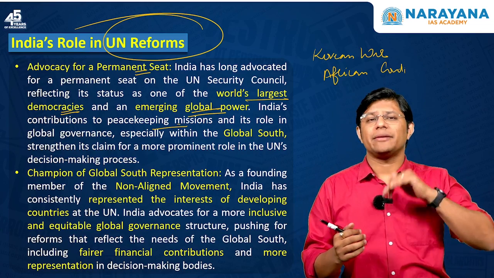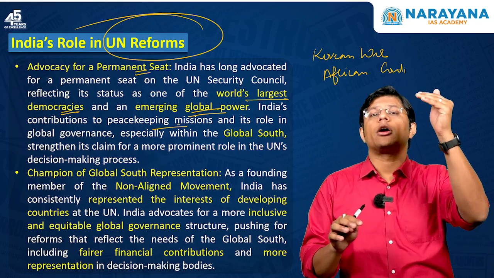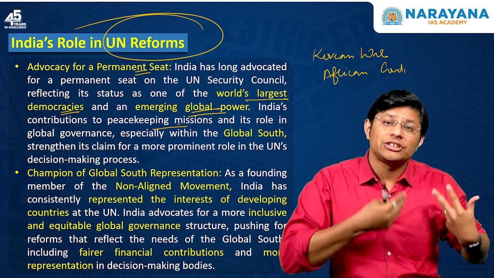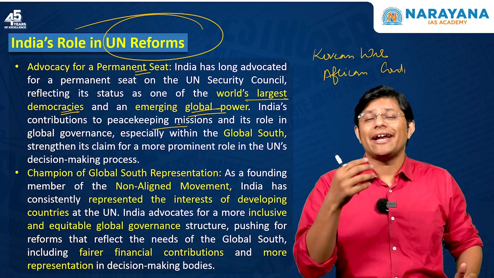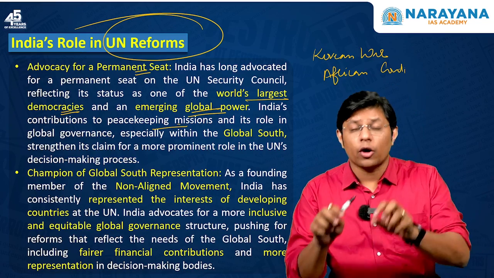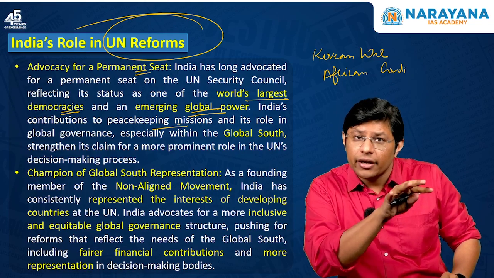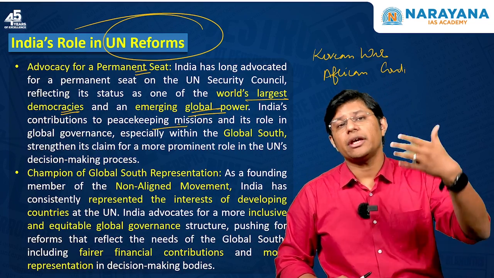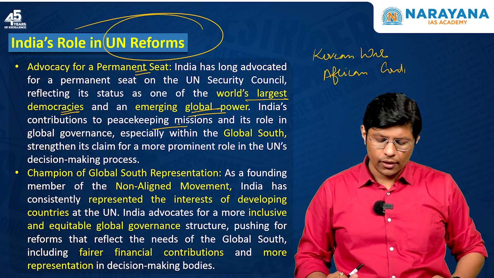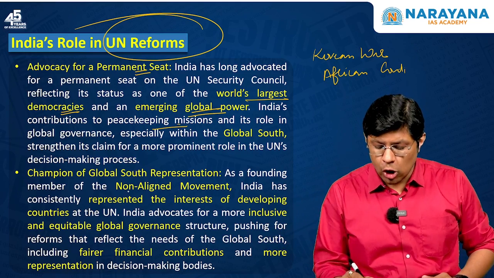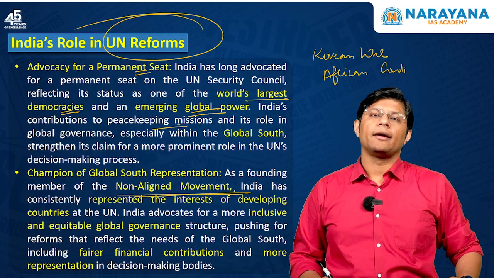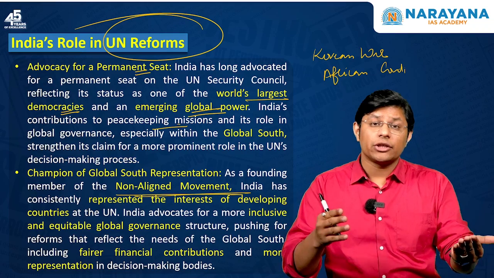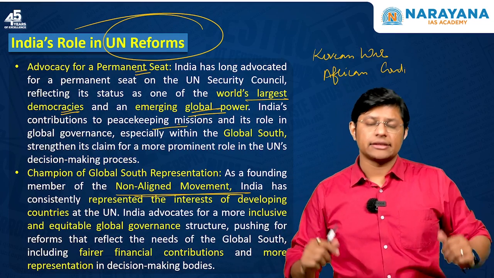Then India has always championed the needs of the Global South. Now, Global South represents the poor countries, and Global North represents the rich countries. India has always ensured that the needs of the poor and developing countries are put forth before the United Nations. For example, India was a leader of the non-alignment movement, right? So here you see that India has always tried to address the needs of the developing and poor countries.